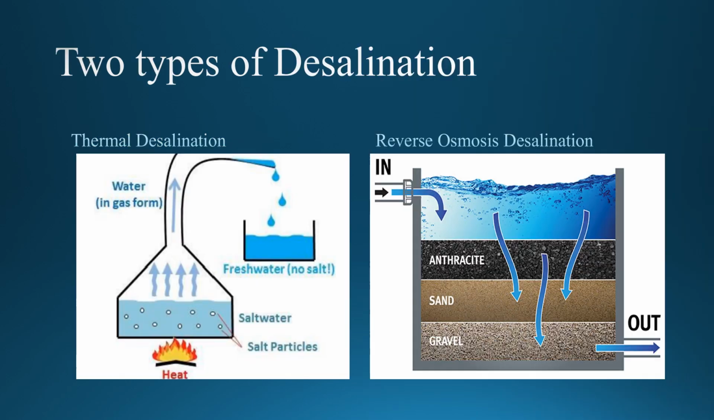There are two types of desalination, thermal desalination and reverse osmosis desalination. Thermal desalination is very simple. You would take your product, it contains salt water, and you would add heat, and that water evaporates, causing a gas. And then when that gas condensates again, it comes down and creates fresh water with no salt water remaining. Reverse osmosis is the main purpose of this paper.